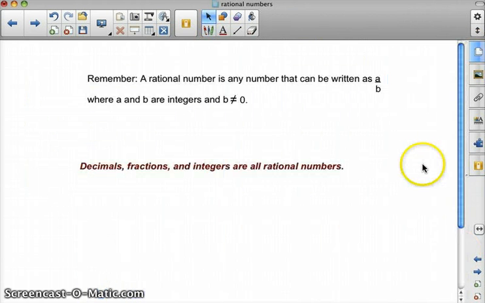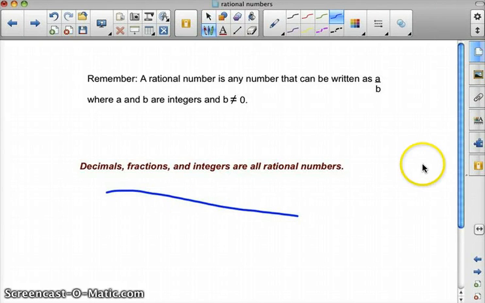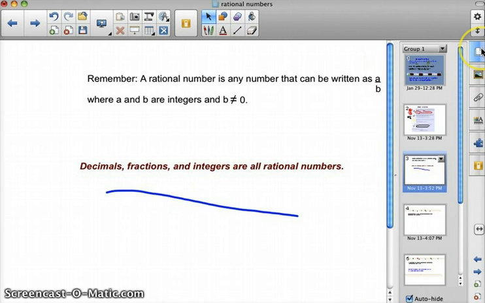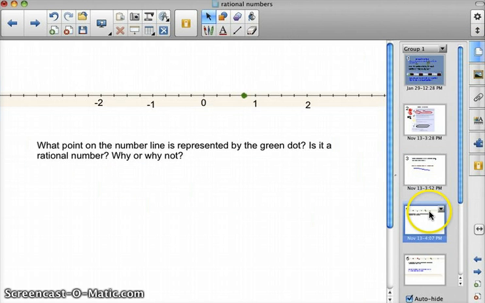Okay, so a rational number is any number that can be written as A divided by B, where A and B are integers, and B is not equal to 0. Decimals, fractions, and integers are all rational numbers. Let's look at a couple of examples here. What point on the number line is represented by the green dot, and is it a rational number?